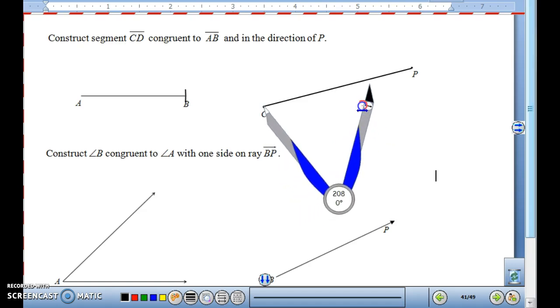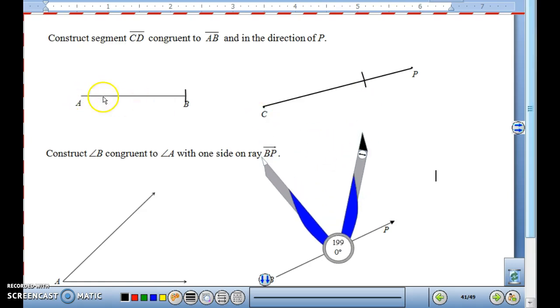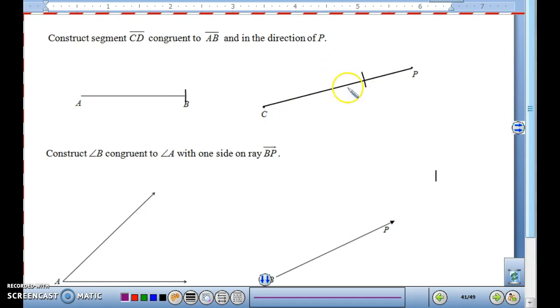I've got to keep this on 200. Oops, where am I? 200. There, right there. And then make my little hatch mark here. So the distance from here to here is the same as the distance from here to here. So we have just created the endpoint D. So this segment CD is congruent to AB. So that is copying a segment. AB is congruent to CD because the width of the compass would actually be like a radius of a circle. It's going to be the same everywhere.